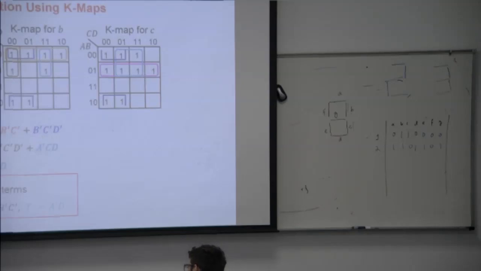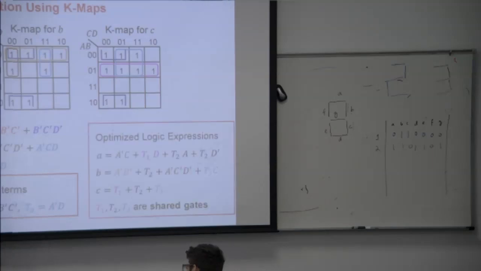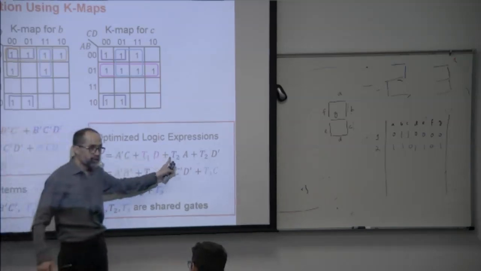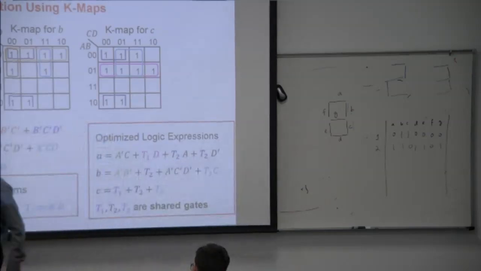Okay, so now we need to extract the common term. What is the common term? A bar B, B bar C bar, and this. So can we rewrite all of these expressions? Again, we rewrite this expression. So now T1 is A bar B, so it means T1 B. Got it? Now, if you look here, T1, T2, and T3 are the shared gates.